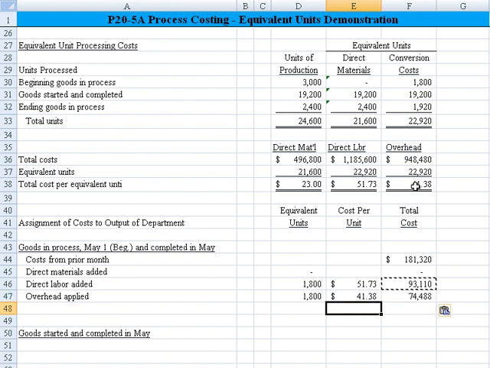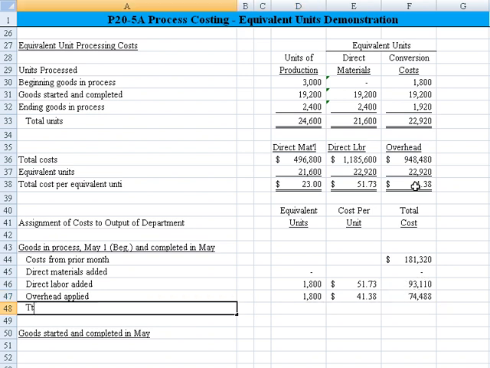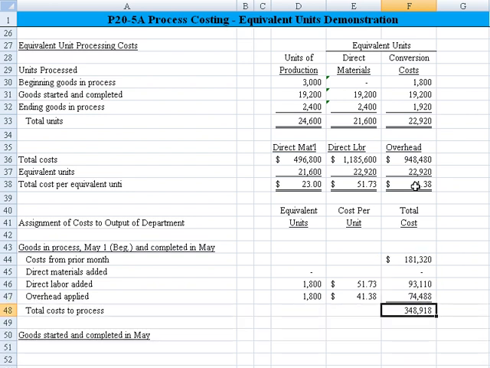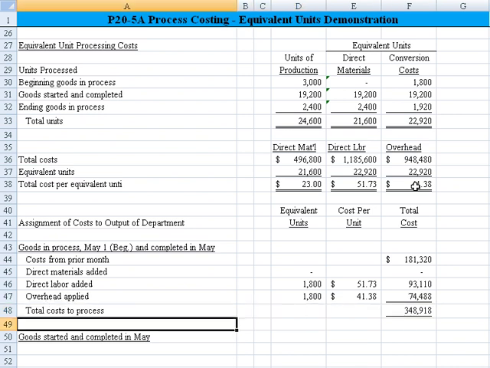Okay. Once we have that completed, we can put a little sum, a total here, and say total costs to process. Okay, and that total cost would be the sum of the beginning plus whatever else. We can put a little subtotal right there.